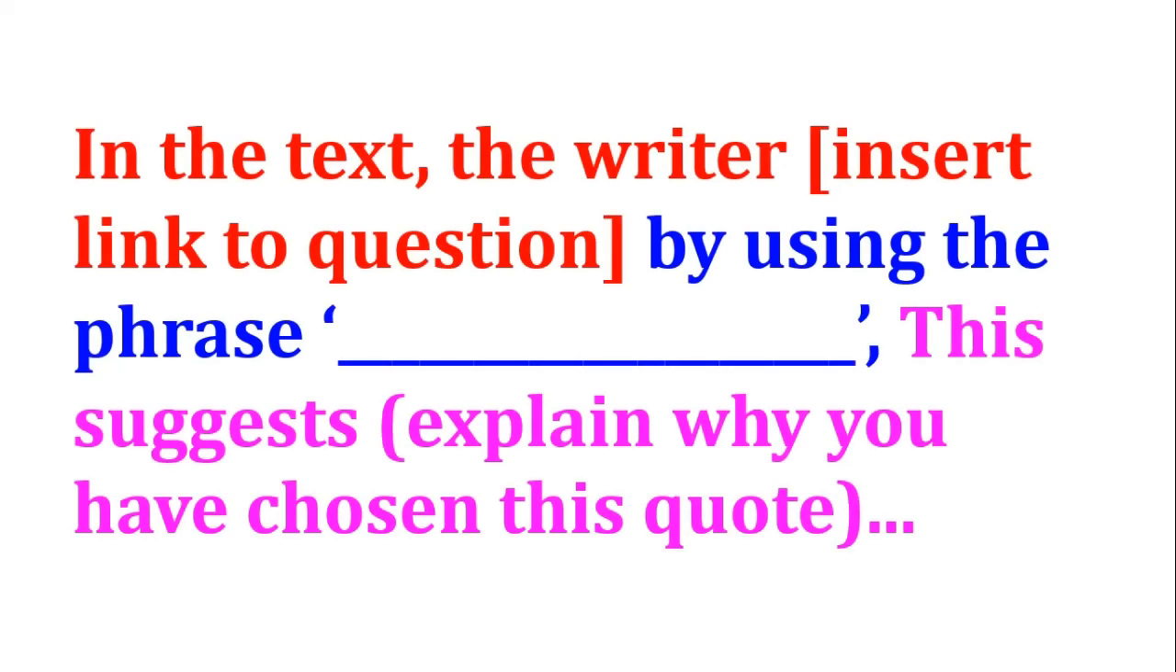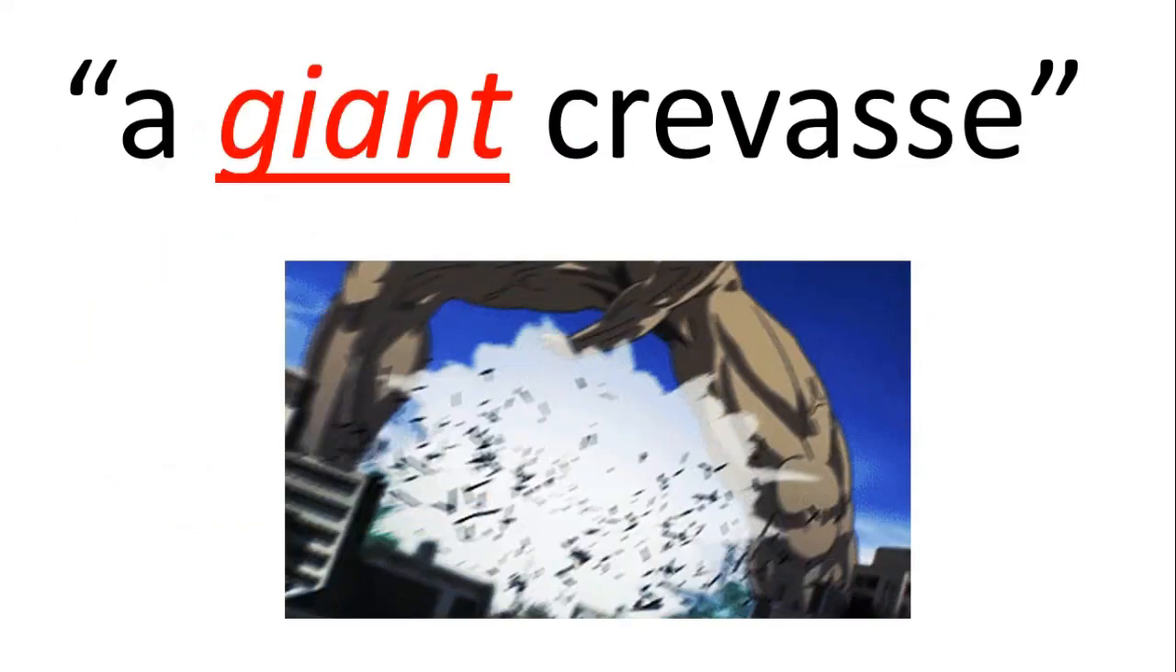So this is the structure I would use. If you're doing revision, I would almost copy this out as a structure. In the text, the writer, link to question, uses the phrase, do the quote, and this suggests. In this example, the link to question would be, in the text, the writer makes it sound exciting or difficult by using the phrase. Then in your explanation, all you're doing is saying, why have you picked that quote? And in this case, why does that word suggest that the trip is tough?